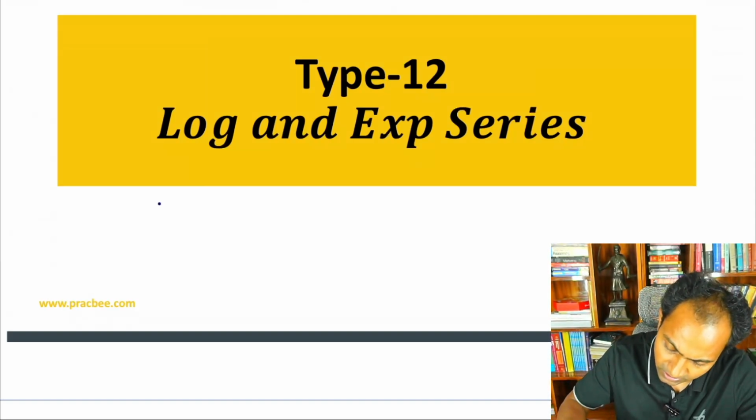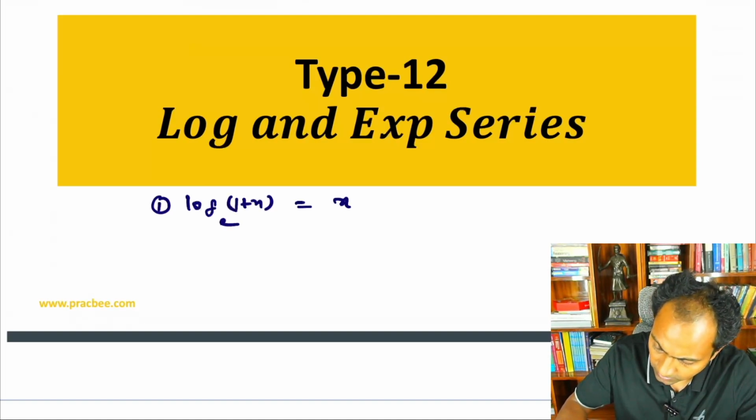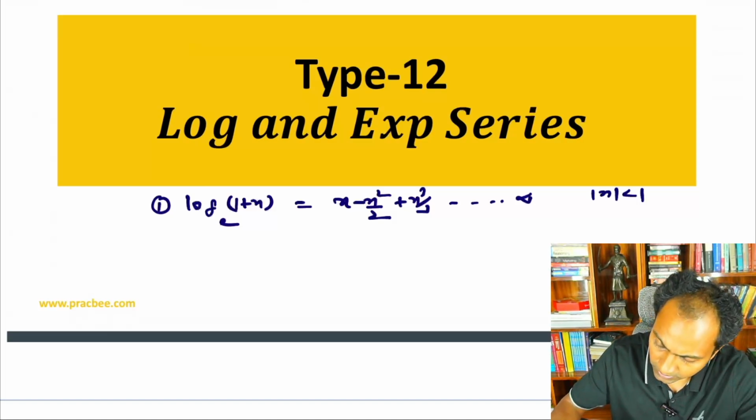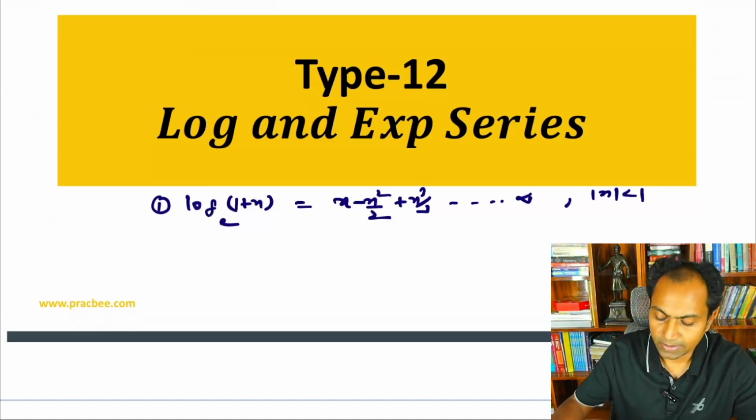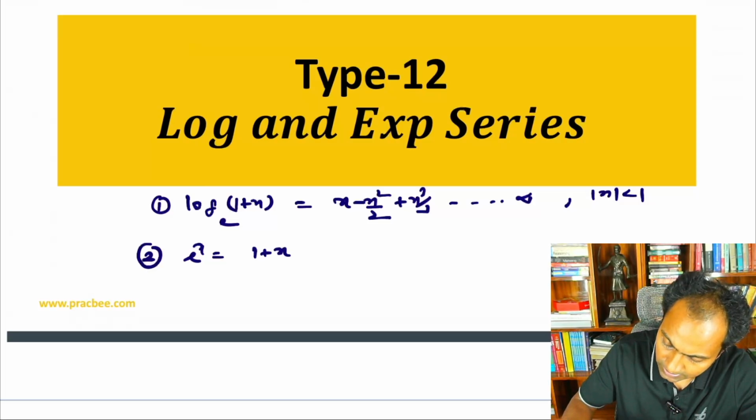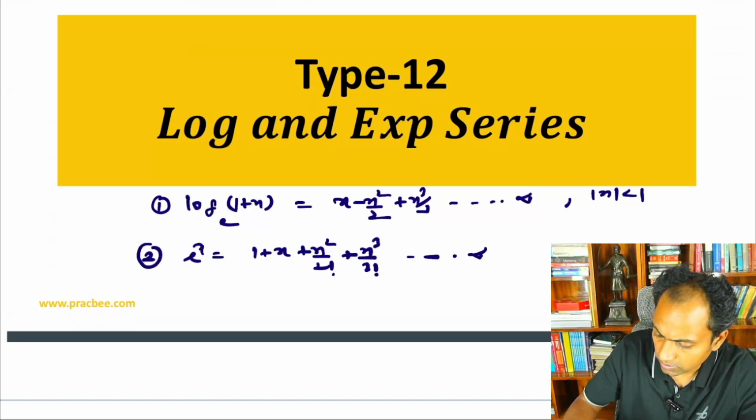A logarithmic series is nothing but log of 1 plus x to the base e can be written as nothing but x minus x square by 2 plus x cube by 3, so on and so forth till infinity. This is an infinite series and mod of x is smaller than 1. Another important series that we should know is e raised to the power x, that is nothing but 1 plus x plus x square by 2 factorial, x cube by 3 factorial, so on and so forth till infinity.